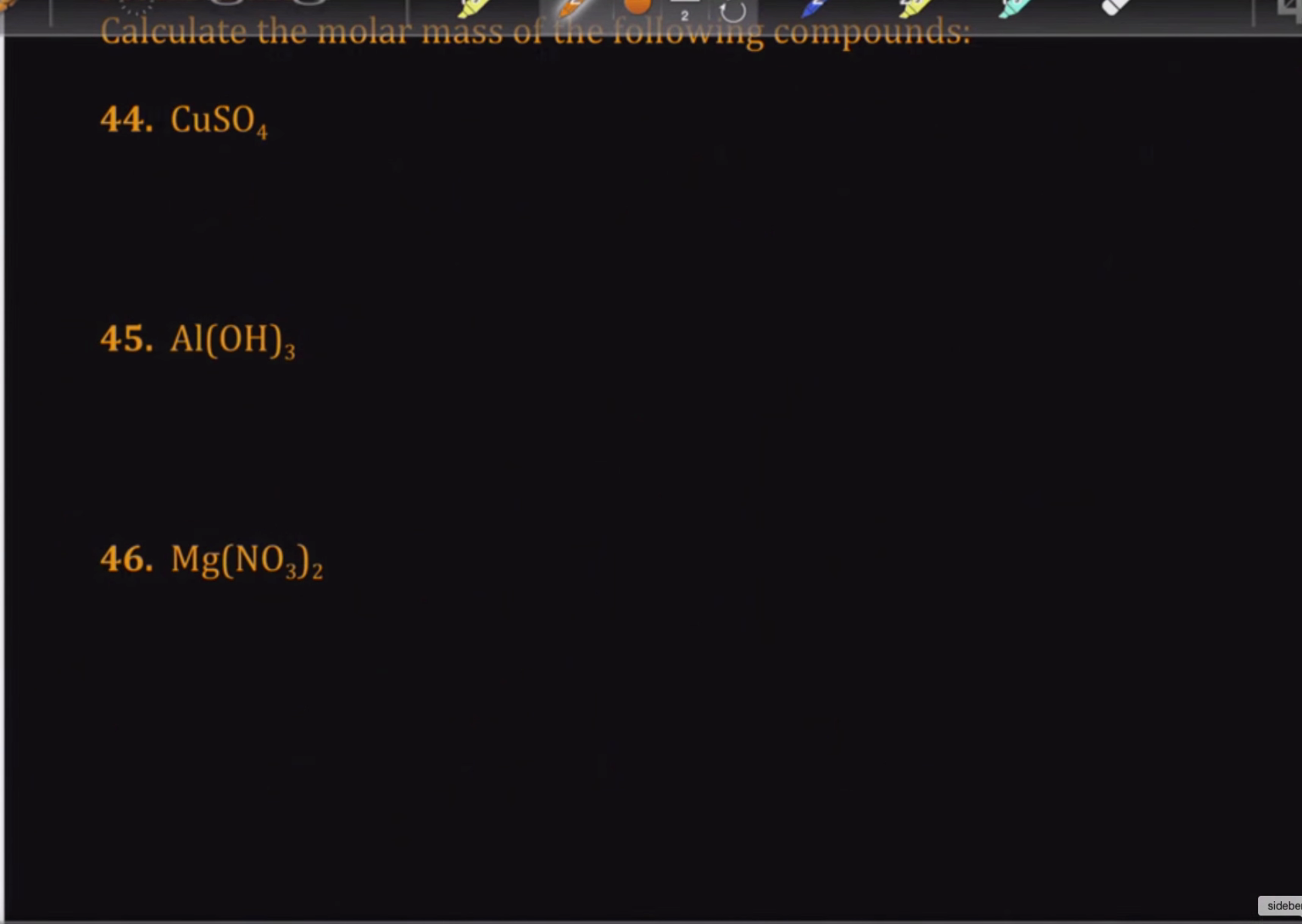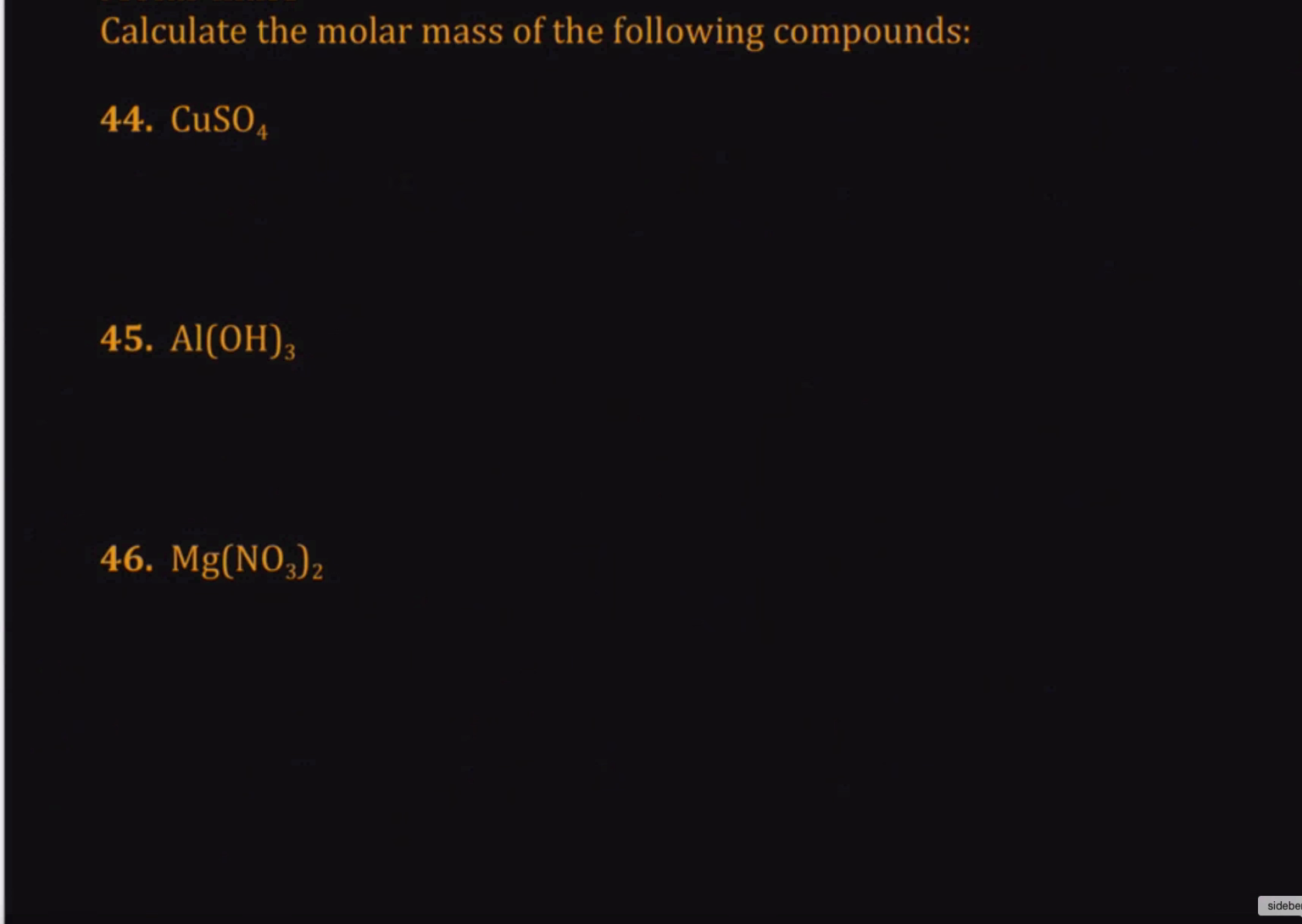What are the molar masses of these compounds? And you've got to look at the periodic table to find the mass of each element in the compound. And then if there are subscripts, little numbers like this, you multiply the mass of that element by the subscript. And then you add it all up.